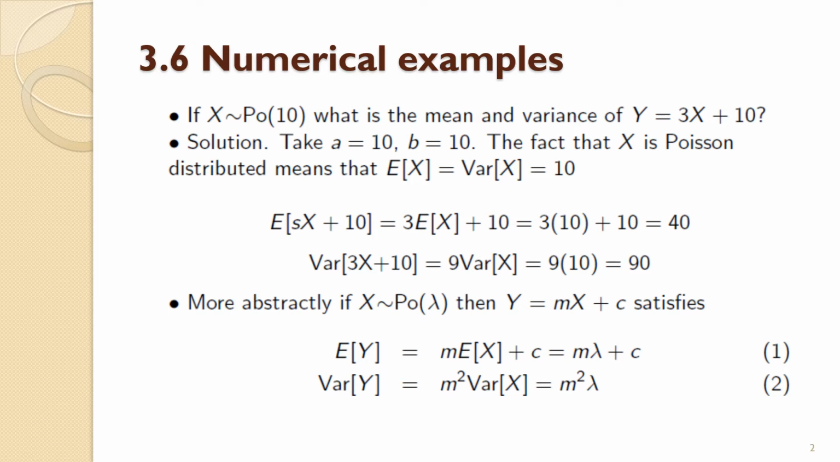And then more abstractly, if you've got different numbers other than 3 and 10, it should work exactly the same way. Sometimes there might be some algebra. So there we've got y equals mx plus c, but the same process works again. The mean is linear, so the mean of y would just be m lambda plus c, in exactly the same way as the first numerical calculation on the slide, and the variance of y is quadratic, so this will be m squared lambda, exactly the same as above.